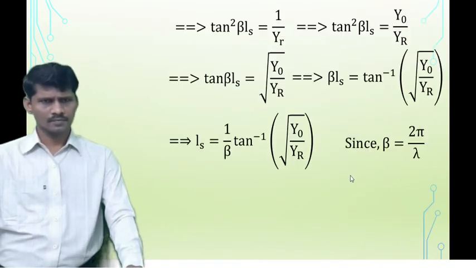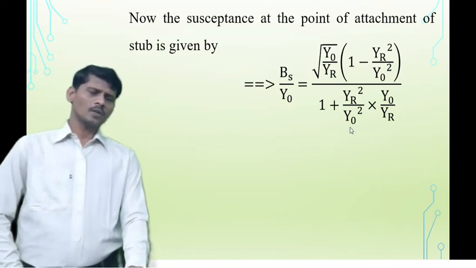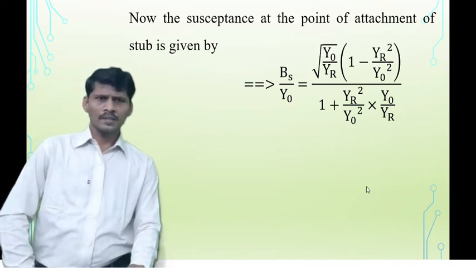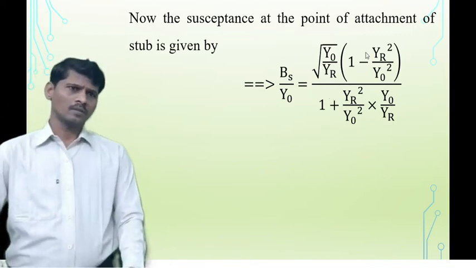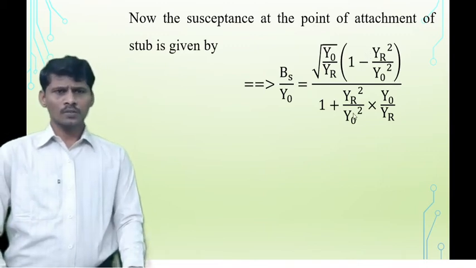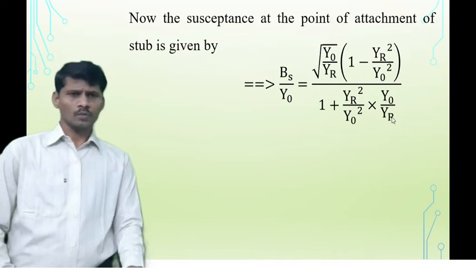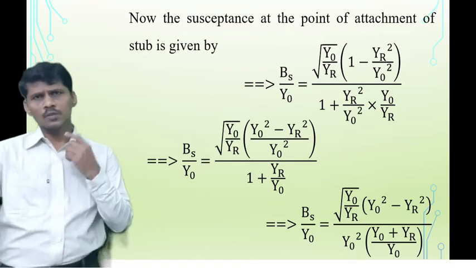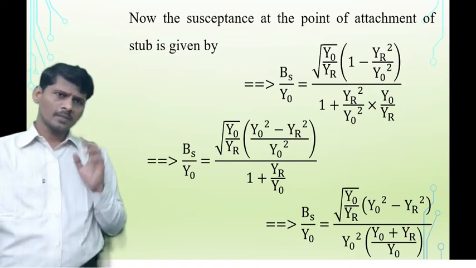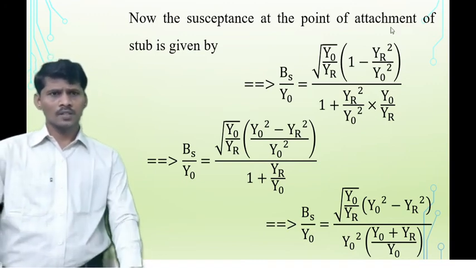So from this expression, Bs by y0 is equal to tan beta ls. What is the tan beta ls? Square root of y naught by yr into 1 minus tan square beta ls. Yr square by y naught square by 1 plus yr square by y naught square into y naught yr. Substitute the tan beta ls and tan square beta ls values into the Bs expression, the imaginary part of the admittance expression. This is the expression.